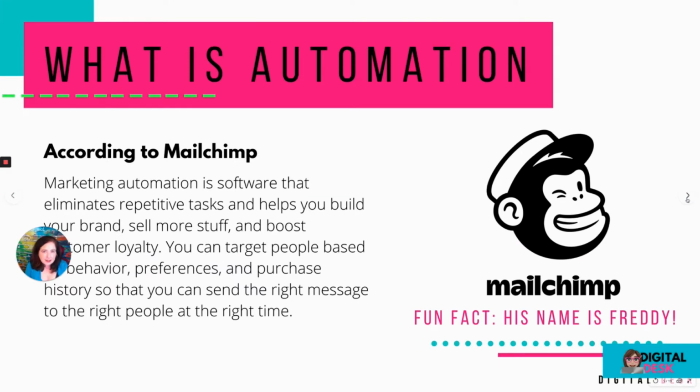So what is an automation? According to MailChimp, a marketing automation is software that eliminates repetitive tasks and helps you build your brand, sell more stuff, which is what we all want to do. You can target people based on their behaviors, their activities, and also their purchases. So it's a really cool way of automating a conversation.